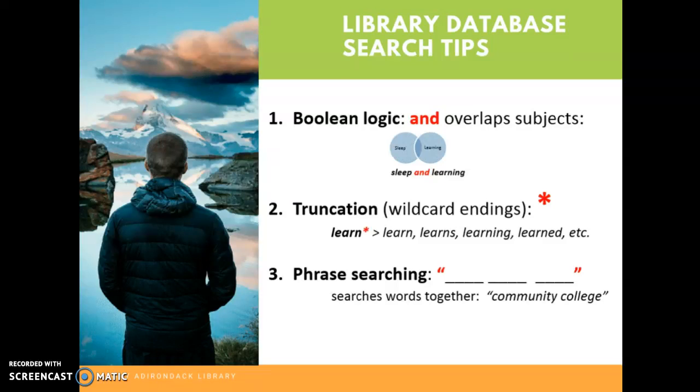Next, let's talk about search tips when you're searching library databases. The first one is called Boolean logic. It's named after George Boole. He was a mathematician in England back in the 1800s. He kind of invented some computer logic. The one that's most important is the AND search. What that does, it overlaps topics.